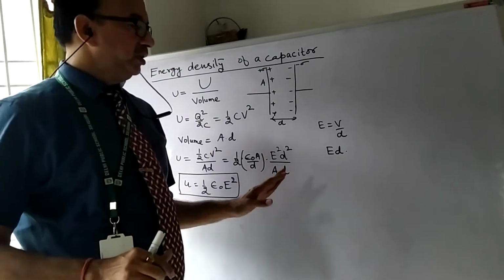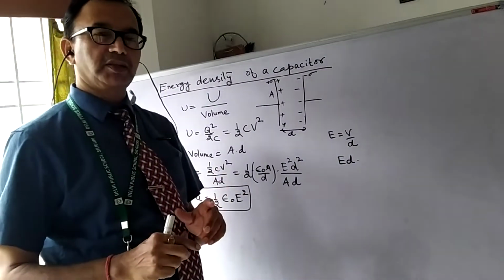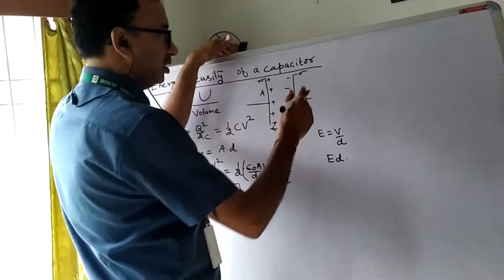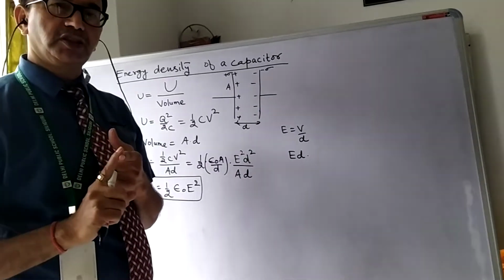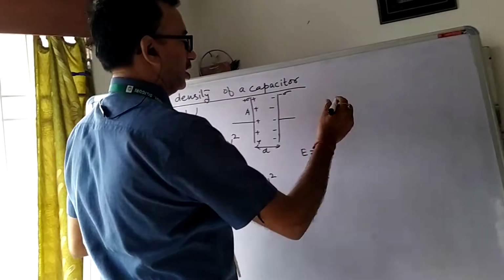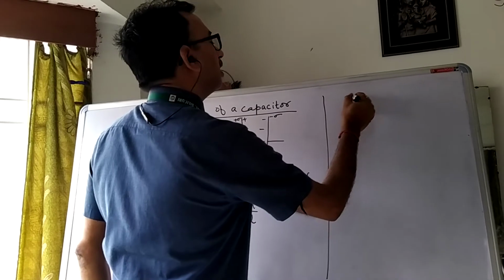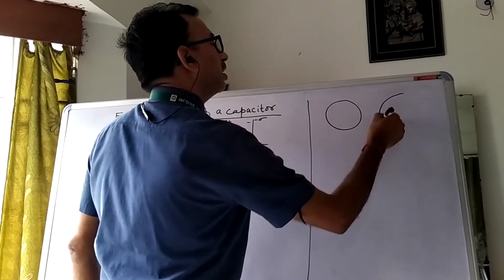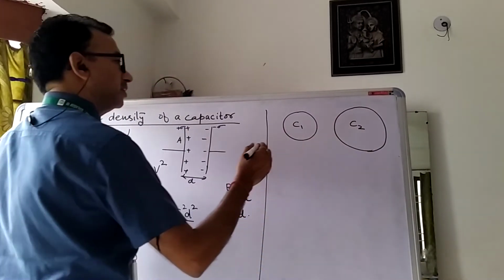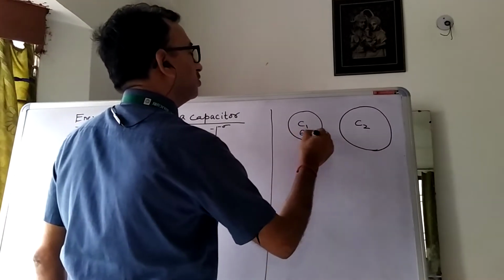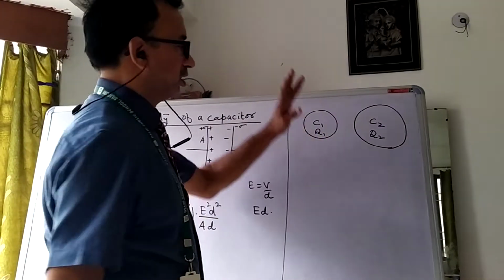Right. Now we will discuss what will be the distribution of the charge in two capacitors, and they are having potentials of V1 and V2. They have the capacitance of C1 and C2. So what will be the distribution of the charge? If there are two conductors having capacitance C1, C2, and they are having charges Q1 and Q2, what will be the distribution of the charge?